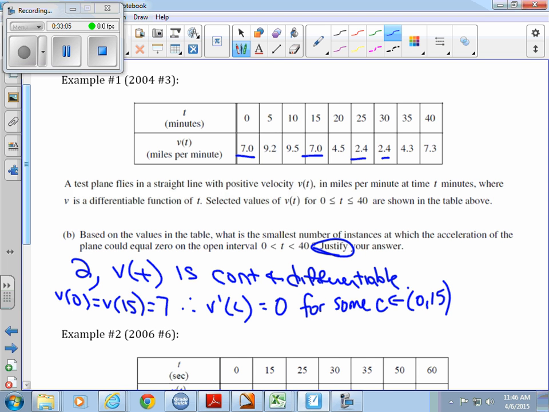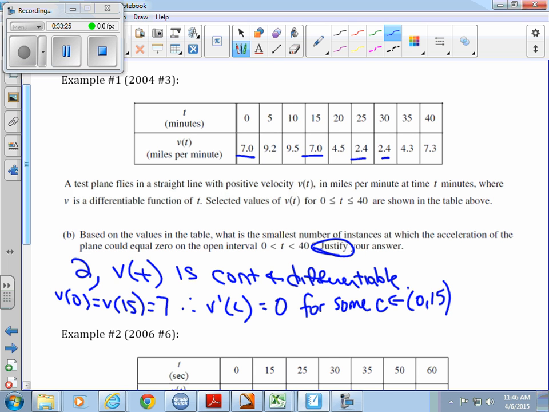So you're not speeding up or slowing down. Constant velocity. Okay, any questions so far?